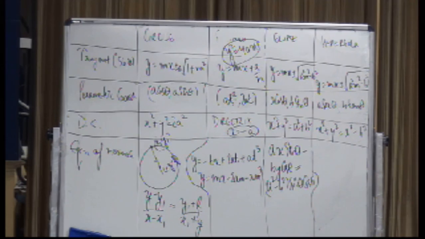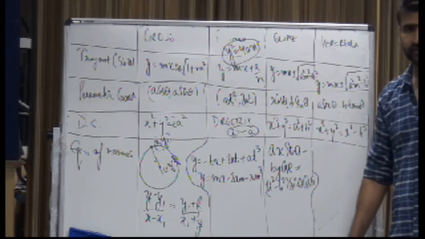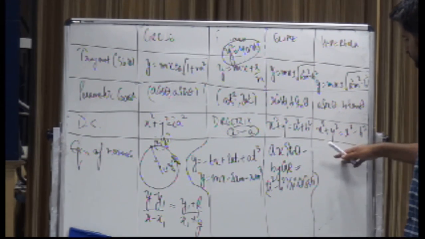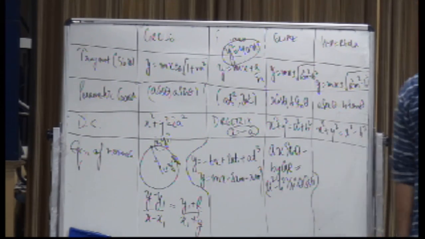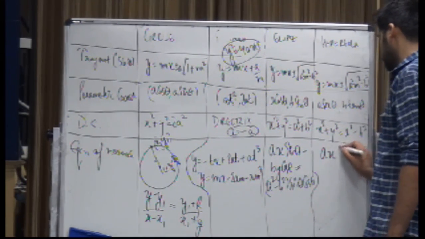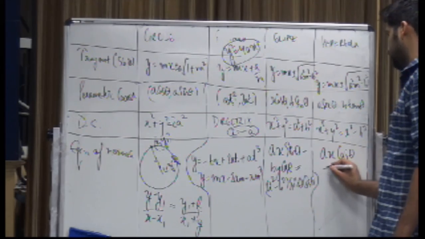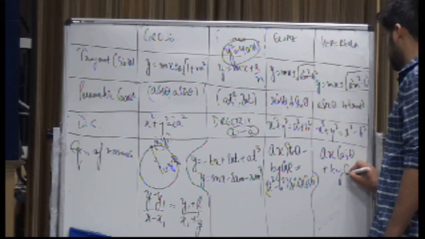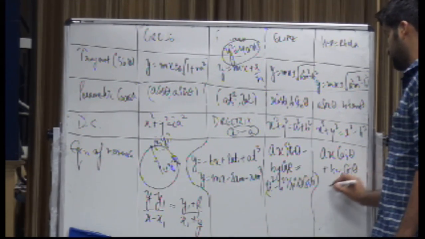And the case of normal, in hyperbola, we just did this, right? So I think you can write it now, right? So what was the equation? a square plus b square. So ax cos theta plus by sin theta is equal to.